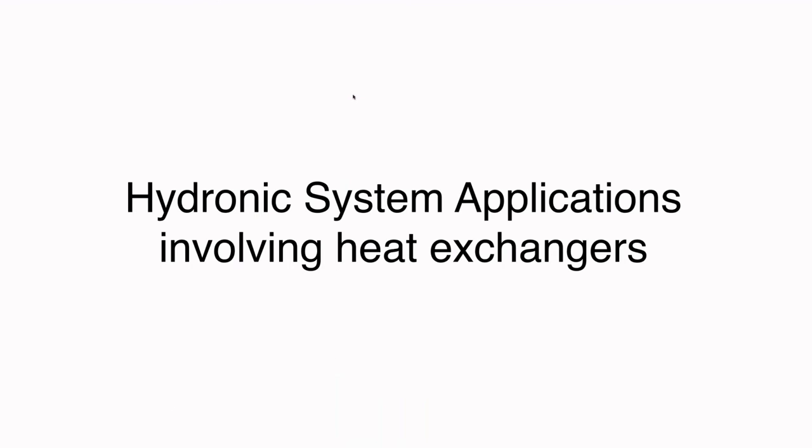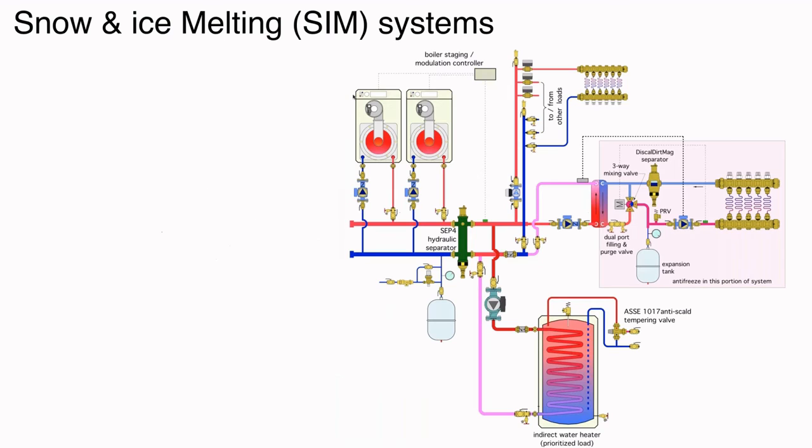Okay. So we get to some applications. And again, we could make all kinds of schematics, but here's an example of snow and ice melting as one of multiple loads in a system. We've got a couple ModCon boilers over here going into a hydraulic separator that is isolating our boiler circulators from any of our load circulators, but it's also doing air, dirt, and magnetic particle separation.